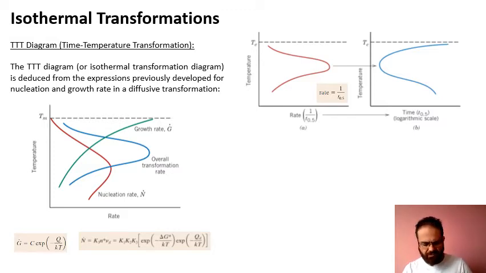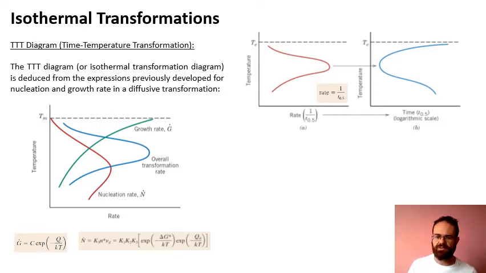We are concerned right now with the kinetics of diffusive transformations, which are transformations that, because they depend on diffusion, happen gradually over time, normally at high temperatures. And they happen gradually over time in two stages, which are nucleation and growth. So we discussed what these stages were.